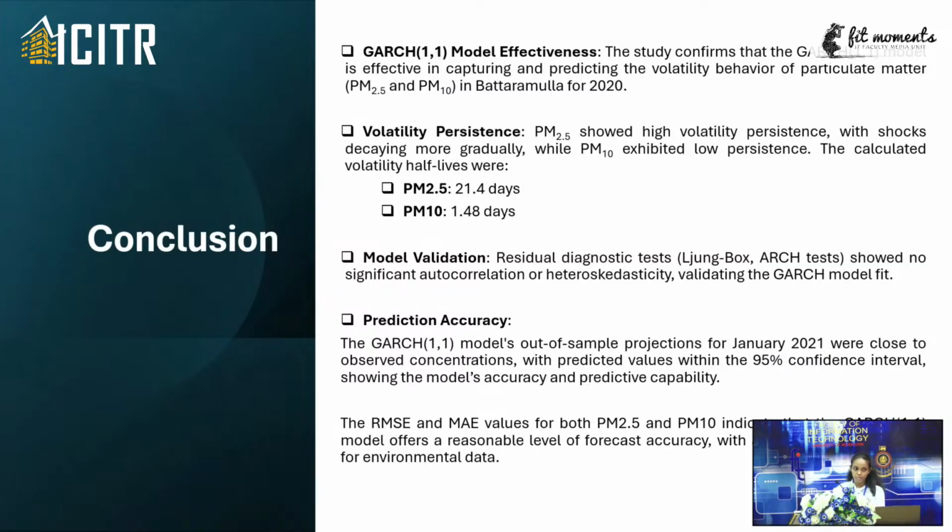We can conclude that the GARCH(1,1) model is the best model for the Battaramulla area, and PM2.5 shows high volatility persistence while PM10 exhibits low persistence. In the previous plot, we can conclude that the prediction is close to the observed concentration of the actual values. Regarding the RMSE and MAE values, the errors are considered. We can apply other GARCH models for improving the accuracy.